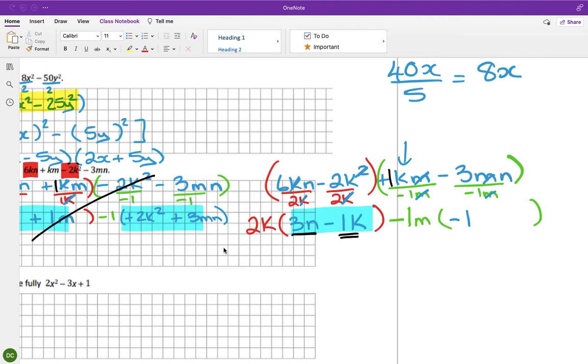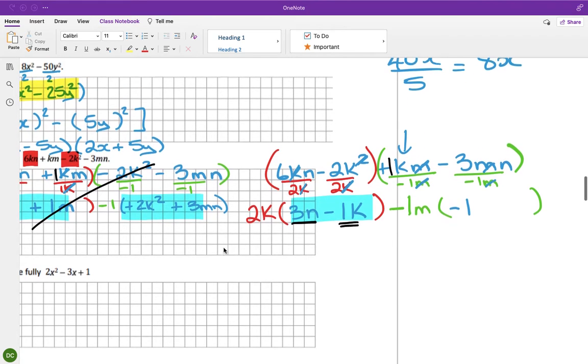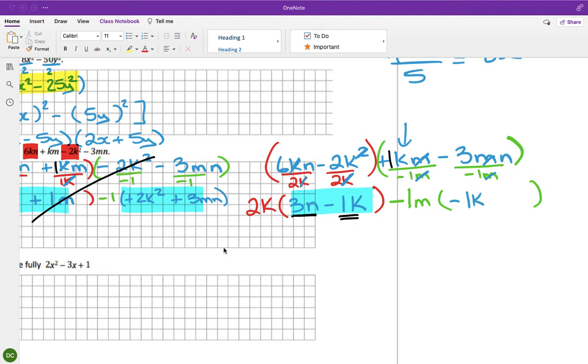Where's my k? There you go. And then for this one, I have 2 minuses, which make plus. 3 divided by 1 is 3. The m's cancel, leaving me with an n. Okay, and now they do match. My 3n here, which is positive, matches with my positive 3n over here. And my minus 1k matches with my minus 1k. So now I have it right.